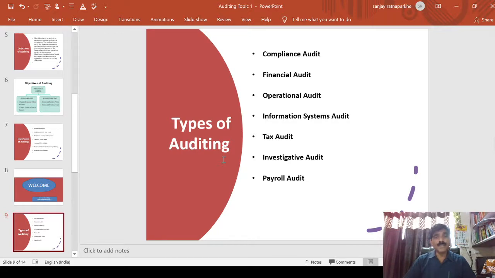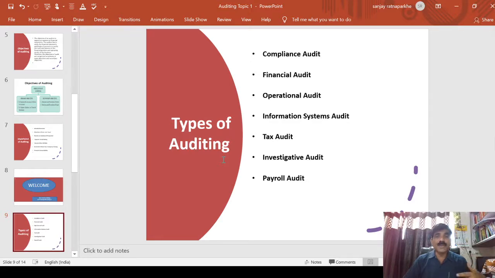Next, financial audit. In the previous video we discussed the financial audit. Financial audit is an audit of the balance sheet, profit and loss account, statement of change in equity, and notes. In the financial audit, we verify the transactions from the original vouchers, to check whether the entries made by the company are as per the rules and regulations or not.